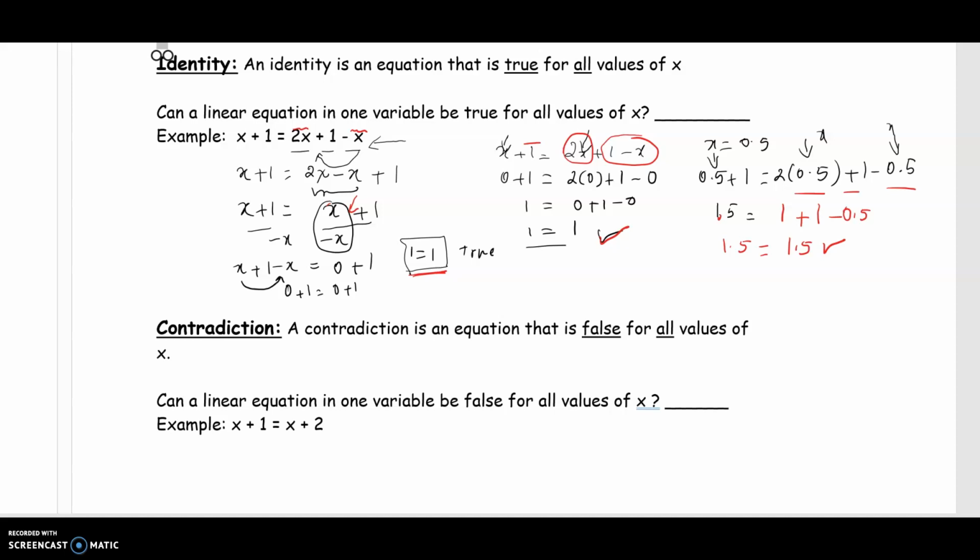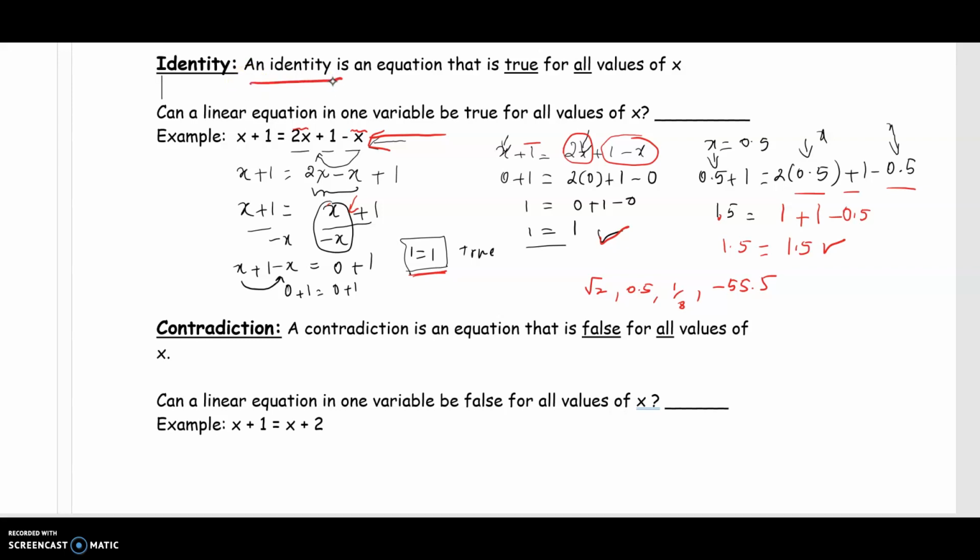No matter what I plug into this equation, it is going to work, which means all real numbers are solutions to this equation. What does that mean? If I plug in x equals radical 2, it's going to work. If I plug in 0.5, it's going to work. If I plug in 1/8, it's going to work. If I plug in negative 55.5, it's going to work. No matter what real number I plug in, it's going to work, which means this equation has infinitely many solutions. It's called an identity.